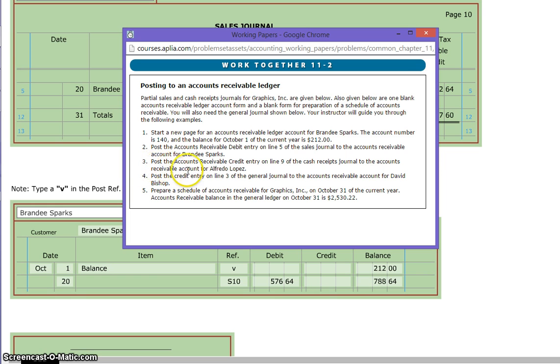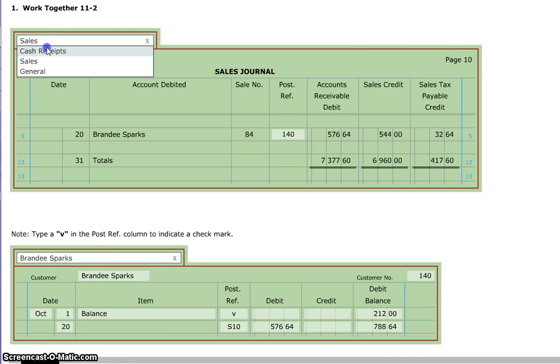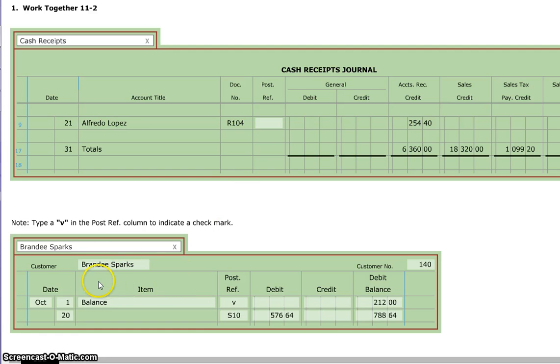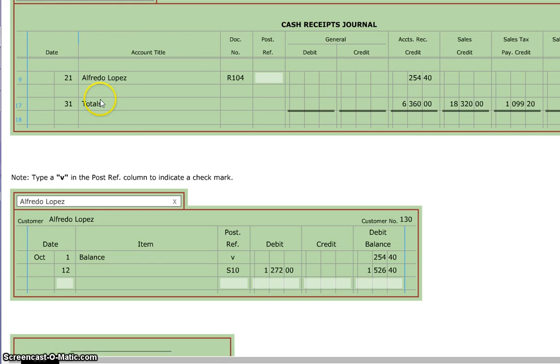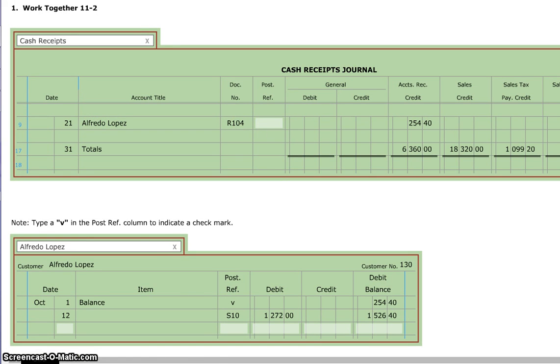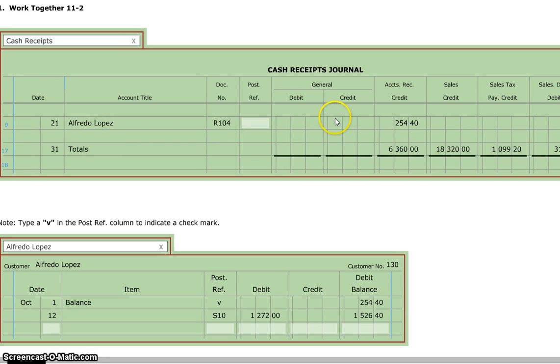On to instruction 3, post the accounts receivable credit entry on line 9 of the cash receipts journal to the accounts receivable account for Alfredo Lopez. So we're going to be opening up the cash receipts journal and Alfredo Lopez. So up here, cash receipts, and down here, Alfredo Lopez. So we can see here that we have the cash receipts journal. This is money coming in. So right here we're looking at the accounts receivable credit column for this particular posting.